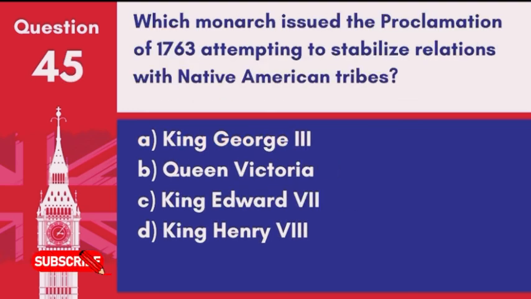Question 45. Which monarch issued the Proclamation of 1763 attempting to stabilize relations with Native American tribes? A. King George III. B. Queen Victoria. C. King Edward VII. D. King Henry VIII. Answer: A. King George III. King George III issued the Proclamation of 1763, which was intended to stabilize relations with Native American tribes through the regulation of expansion and settlement on tribal lands.